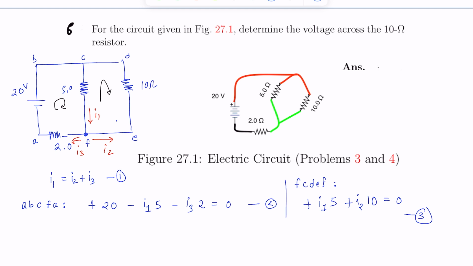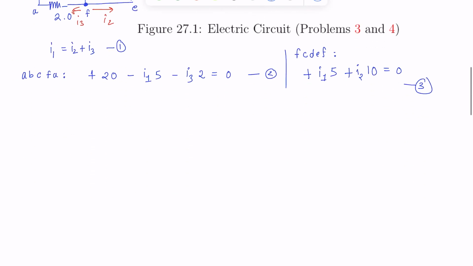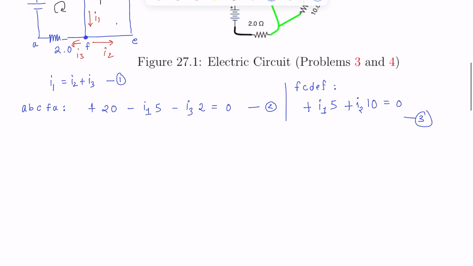Now we have got 3 equations and 3 unknowns. We know how to do it. You substitute one equation into another, and then you just do equation gymnastics, and then you get the answer. So I'm going to do that for you. I see that this equation is in terms of I1 and I3. This equation is in terms of I1 and I2.